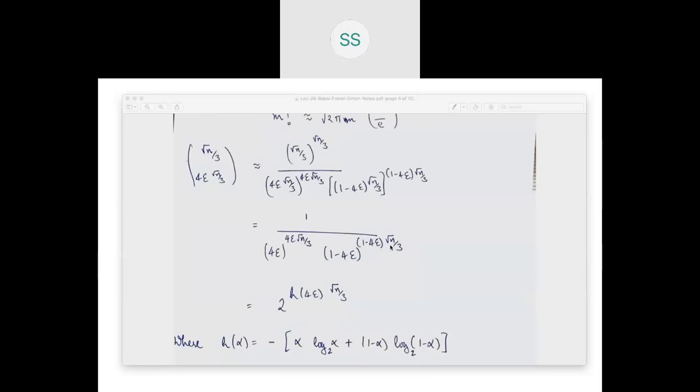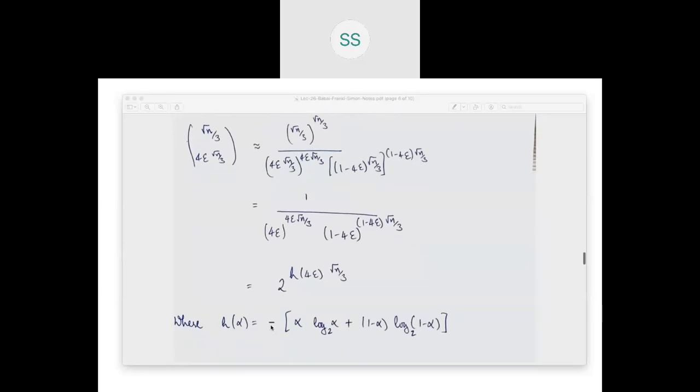And now I can rewrite it as 2 power h of 4 epsilon multiplied by square root n by 3, where h is the so-called entropy function, where h of alpha is defined as minus alpha log alpha plus 1 minus alpha log 1 minus alpha. So I'm just rewriting it. And this is a very popular, well-known thing, especially in information theory, the entropy function.